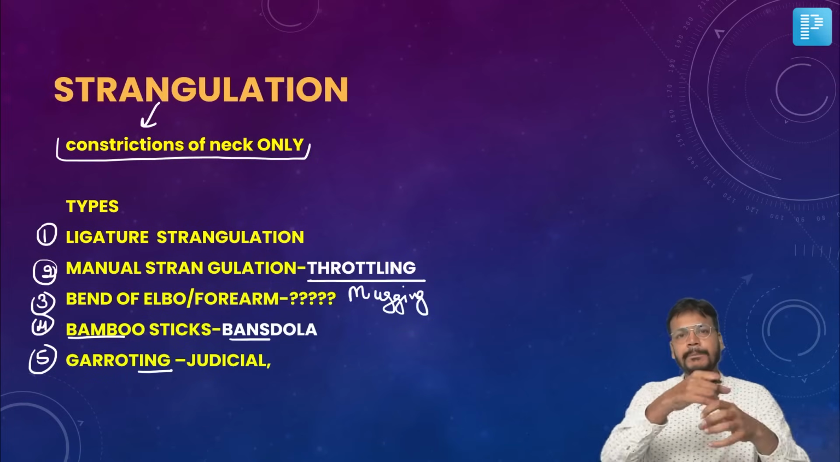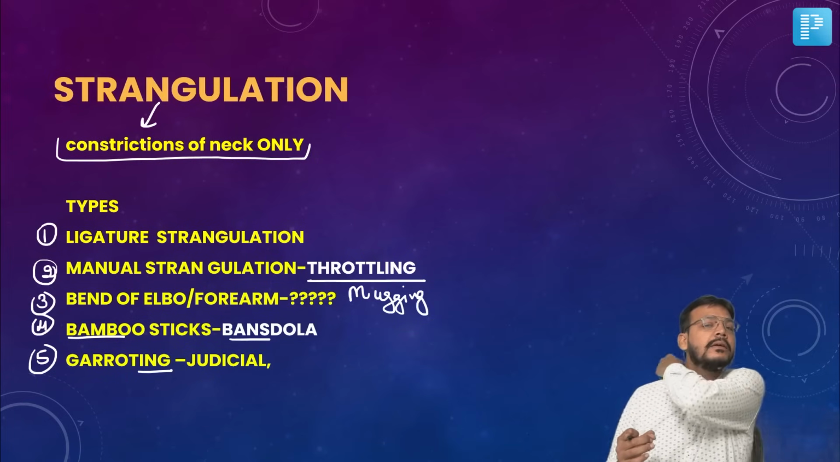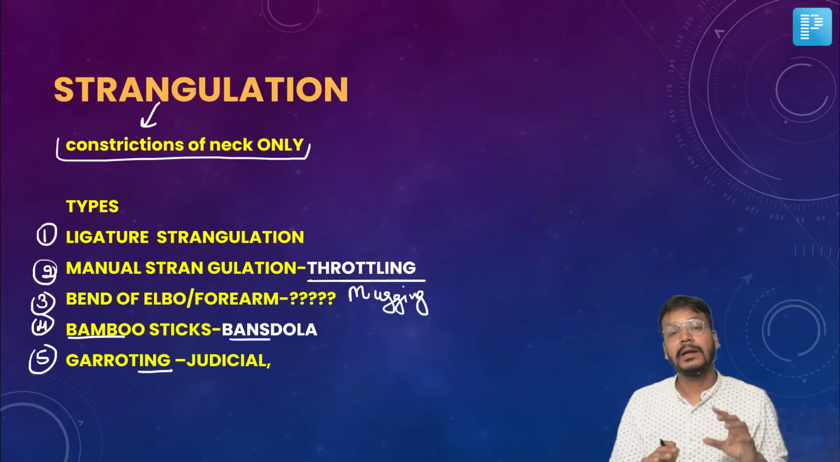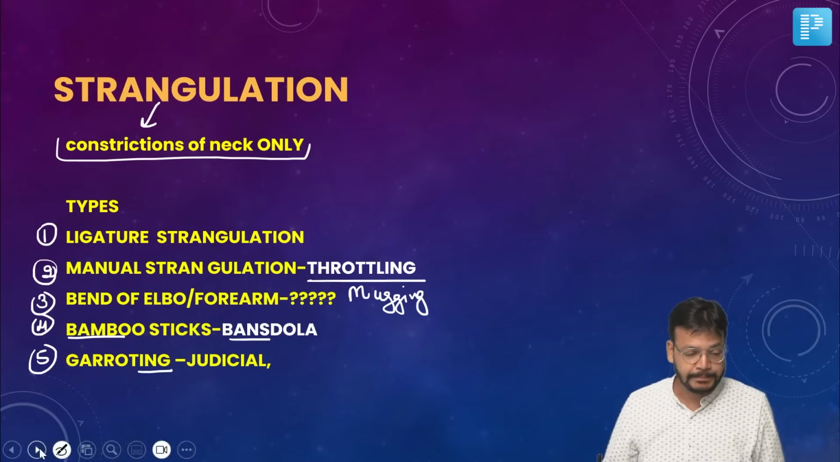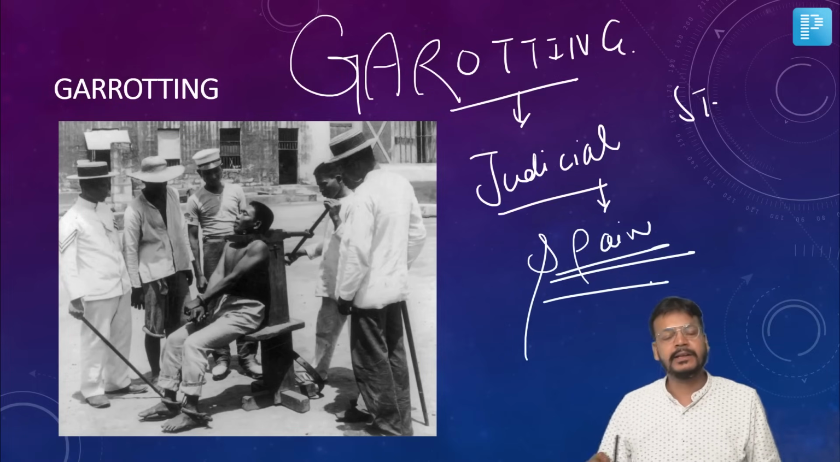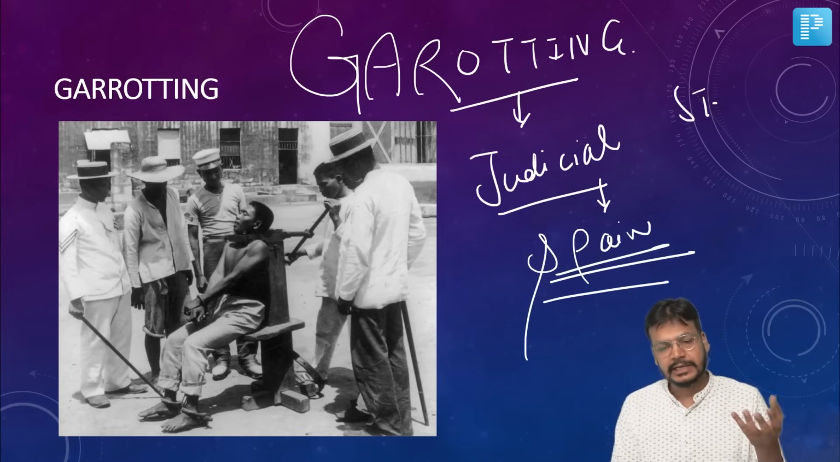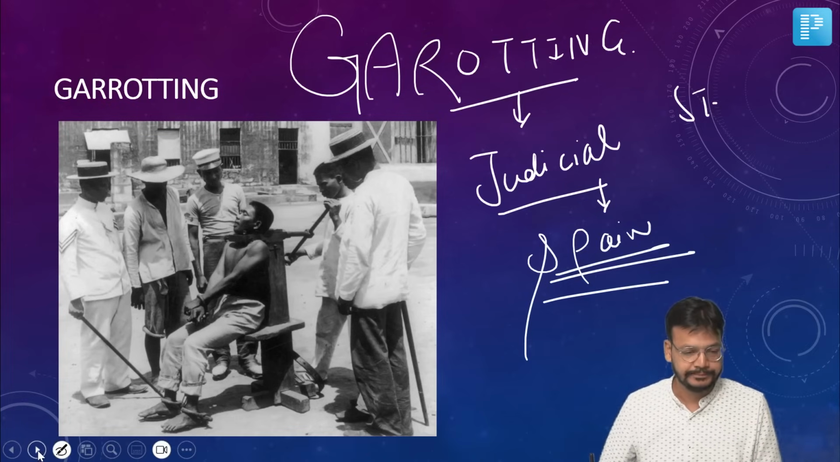So if you are compressing the neck with a ligature, it is ligature strangulation. Throttling, mugging, bans se dola, garroting is judicial. In India we have judicial hanging, I already discussed. But in Spain and Turkey, Doctor Saab, it is garroting. It is also known as Spanish windlass. It is garroting, judicial strangulation.